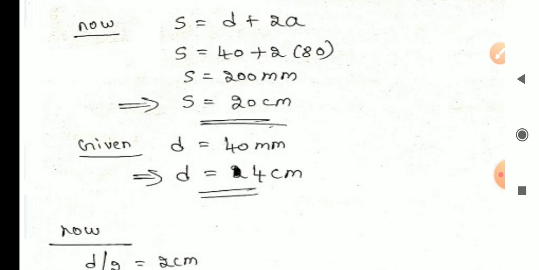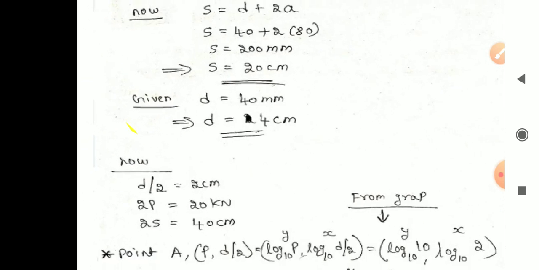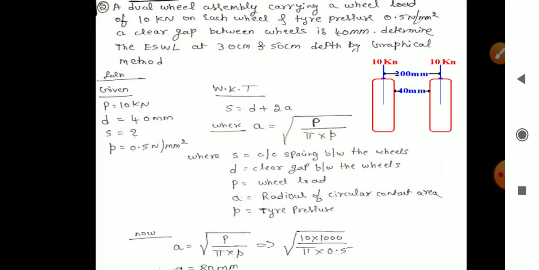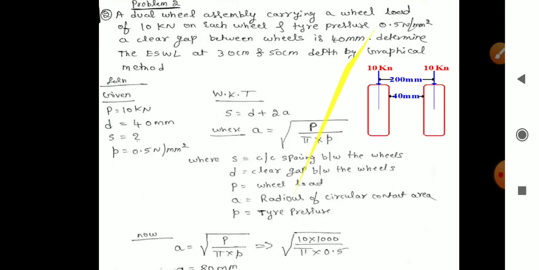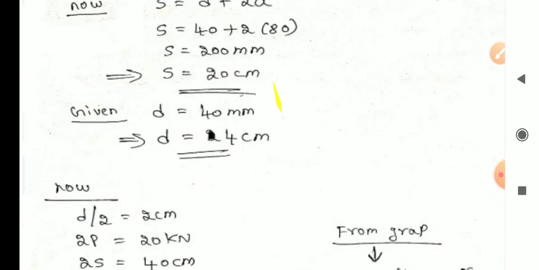Similarly, D is given as 40 mm. We are converting 40 mm to centimeter. That is 4 centimeter. Why are we converting mm to centimeter? See, in that question they are asked to find the ESWL at 30 centimeter and 50 centimeter depth. They did not ask to find the ESWL at 30 mm and 50 mm. If it were 30 mm to 50 mm, there is no need to convert mm to centimeter. But here it is for finding the ESWL at 30 centimeter and 50 centimeter. That's why we are converting mm to centimeter.